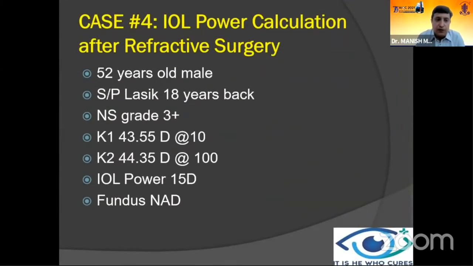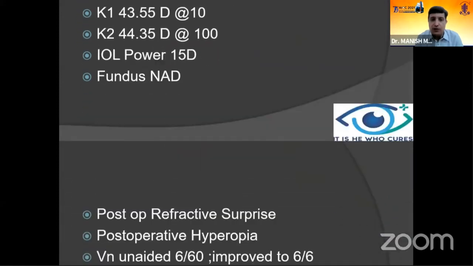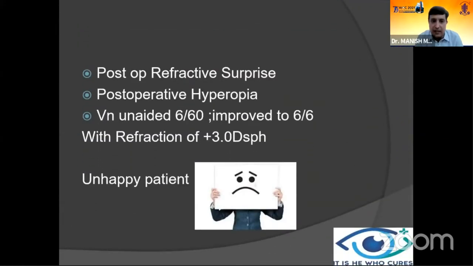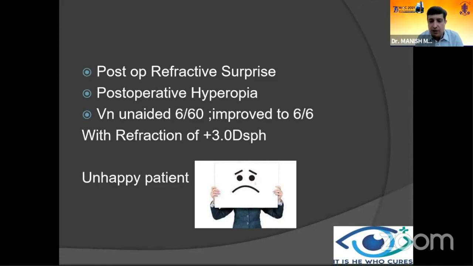This is another case of a 52-year-old male who had undergone LASIK 18 years back and had a grade 3 nuclear sclerosis cataract. We did optical biometry, which turned out to be an IOL power of 15 diopters. We went straight ahead and implanted the lens, and we got a post-operative refractive surprise. The patient had post-operative hyperopia. His unaided vision was 6/60, which improved to 6/6, but with a refraction of +3 diopters.